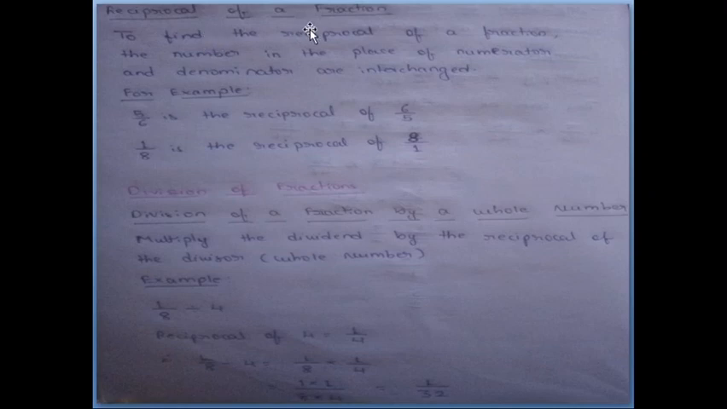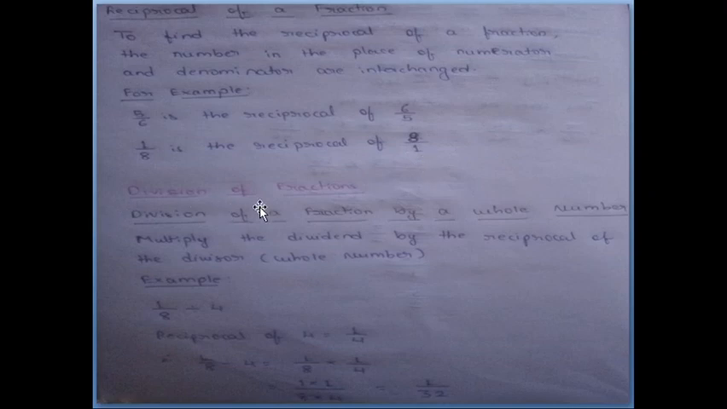Then, reciprocal of a fraction. To find the reciprocal of a fraction, the numbers in the place of the numerator and the denominator are interchanged. We interchange the numerator as the denominator and the denominator as the numerator. For example, 5 by 6 is the reciprocal of 6 by 5. You observe here, we have written the numerator 5 as the denominator and the denominator 6 as the numerator. Then 1 by 8 is the reciprocal of 8 by 1.